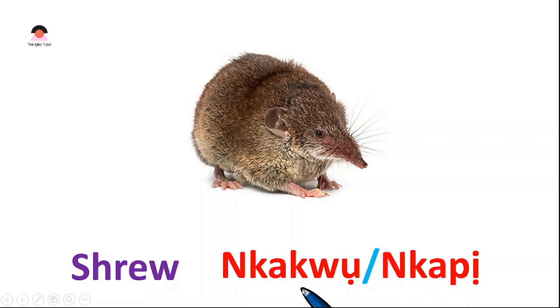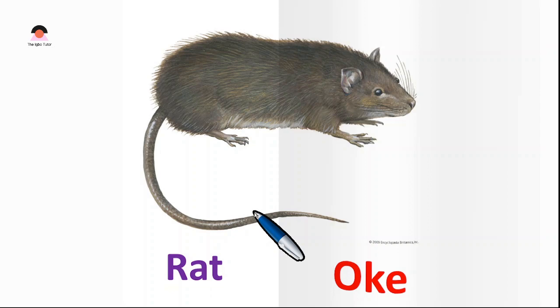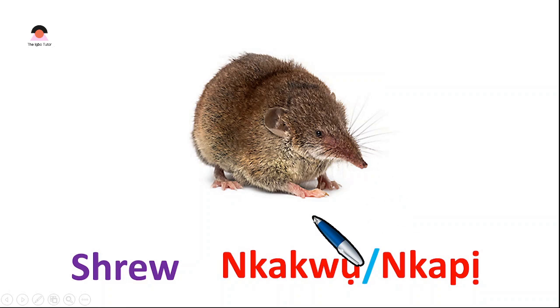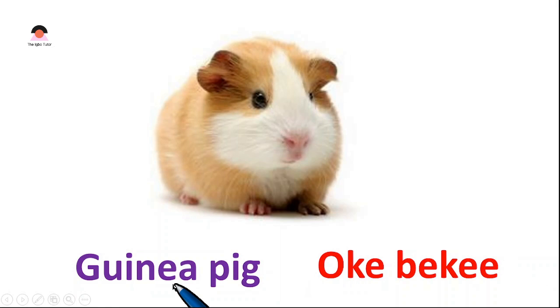What is the difference between rat and shrew? You will see that rat has a normal mouth, while the shrew has a pointed mouth and it smells different. So that is the difference between the two. Move on to guinea pig. Guinea pig is called okebeke. Okebeke in Igbo language.